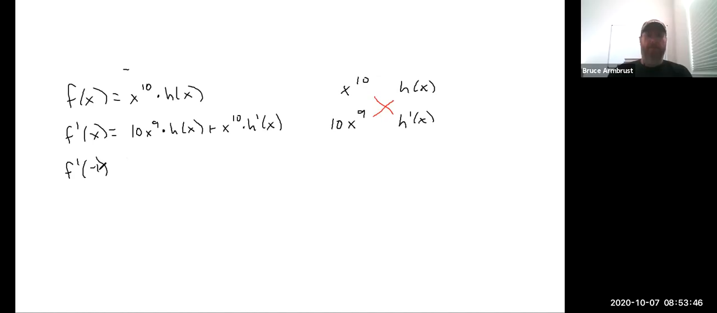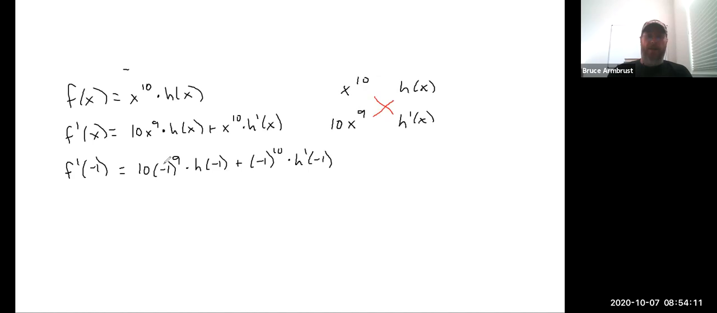Okay, but you're right. We do need to plug this in. We're going to plug in -1. So let's just do this. We're going to get 10 times -1 to the 9th times h of -1 plus -1 to the 10th times h prime of -1. So I just put -1 in everywhere there's an x because that's what it's telling me to do.